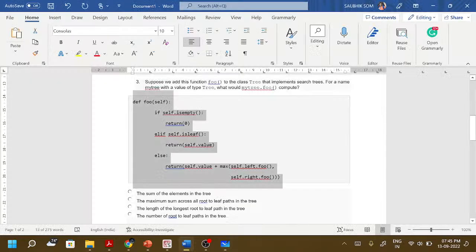So it's basically the maximum sum across all root to leaf paths in the tree, because this is a max option. Whenever I'm calling left.foo or right.foo, if it is a leaf, there is no left or right, so it will return me the value. If it is a node, it will choose the maximum of the nodes. This is the maximum sum across all root to leaf paths in the tree.